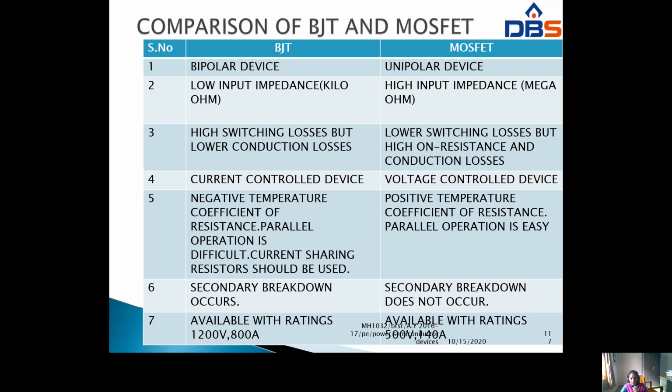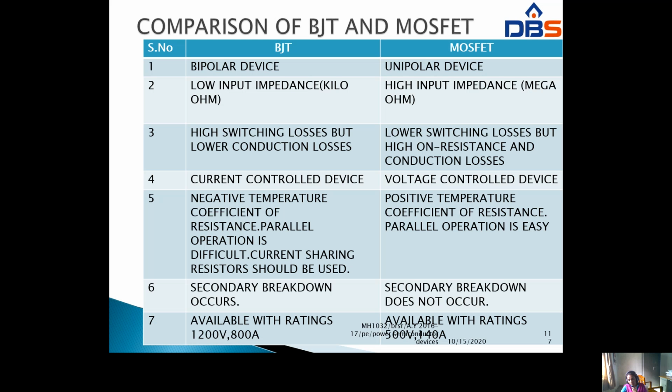Next, comparison between MOSFET and BJT. BJT is a bipolar device and MOSFET is a unipolar device. BJT has low input impedance, but MOSFET has high input impedance. BJT has high switching loss but lower conduction losses, while MOSFET has lower switching losses but high on resistance and conduction losses. BJT is a current controlled device, but MOSFET is a voltage controlled device. BJT has a negative temperature coefficient of resistance, so parallel operation is difficult and current sharing devices should be used.